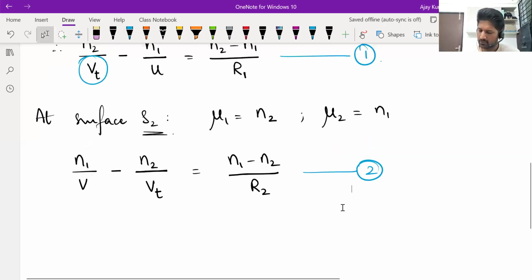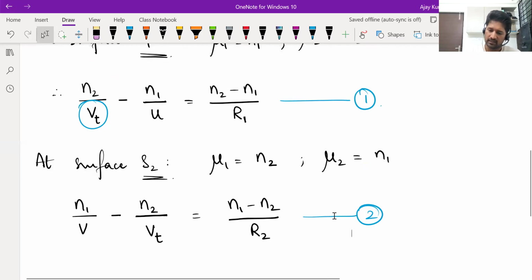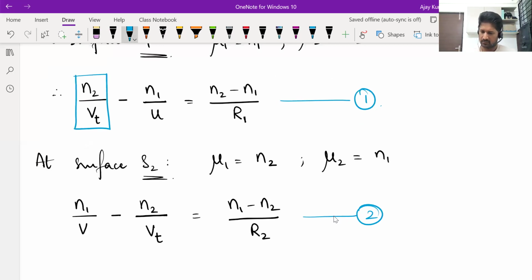And what we will do now, we want a relation between the original object distance and the final image distance. So we need a relation between u and v. So we have to eliminate vt, that temporary image distance. So we'll take n2 by vt from the first equation and substitute it in the second equation.